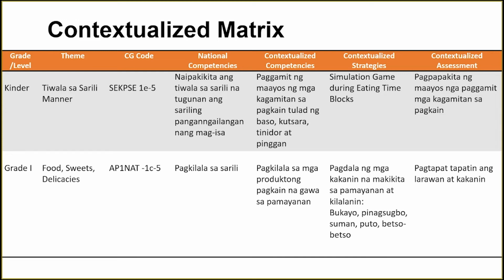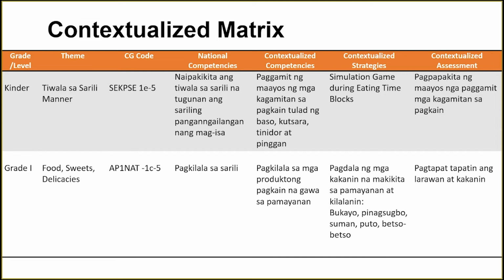Like in kinder, tiwala sa sarili. Then you have the curriculum guide code, then the national competency. Then you try to contextualize it. An example is na ipapakita ang tiwala sa sarili na tugunan ang sariling pangangailangan ng mag-isa. So independence din siya. However, if you look at the contextualize, it's more specific. Paggamit ng maayos ng mga kagamitan sa pagkain tulad ng baso, kutsara, tinidor at pinggan. For you, this is more relevant in their current situation.